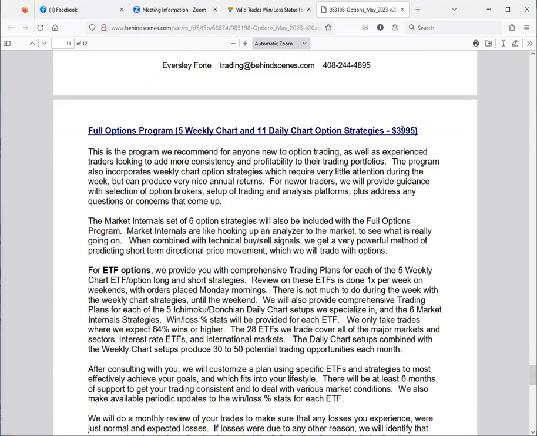I will take $500 off this price for people who this is for everything. This is for the daily chart options, which we just saw, the weekly chart strategies, plus the market internals. This is everything. And for this price, I also take $500 off this price. And also for people who are brand new to trading, who need more of my time, this is the approach. So you can read through this.